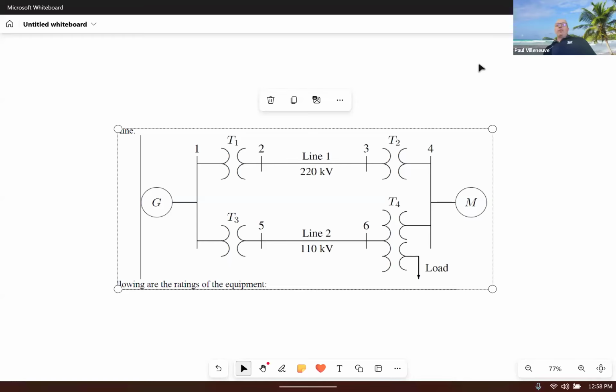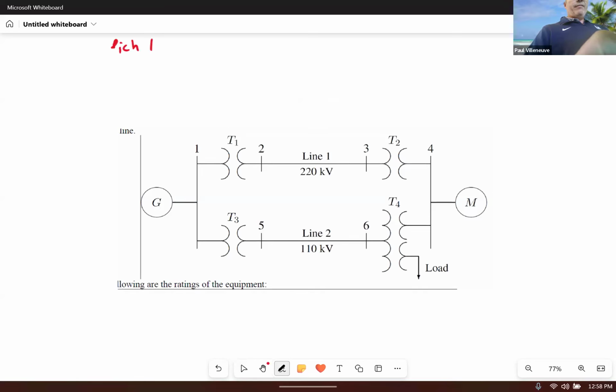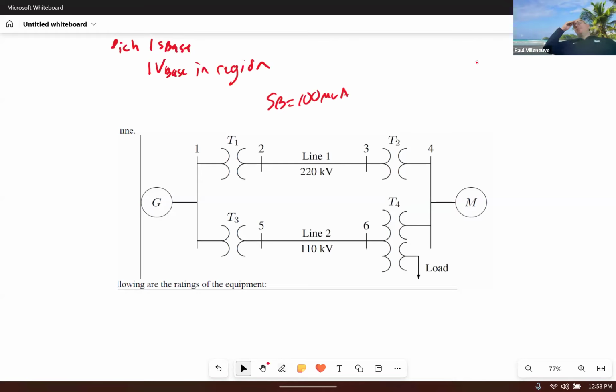Now, one of the things that you're going to be doing is a lot of calculations, right? If you remember, we have to pick one S base. And that S base is applicable for the entire system. And then also you pick one V base in one region. So I think I said pick an S base of 100 MVA. Is that correct? So notice that S base lives everywhere where that system lives.